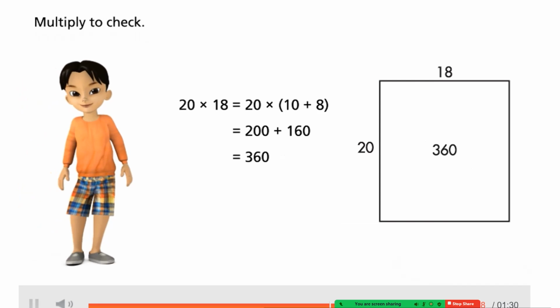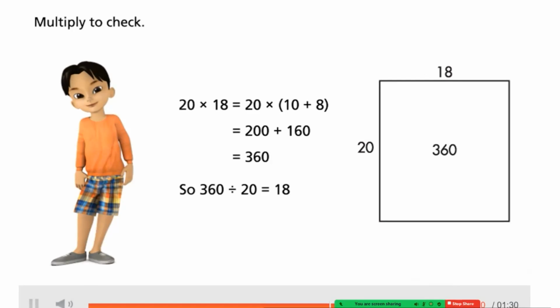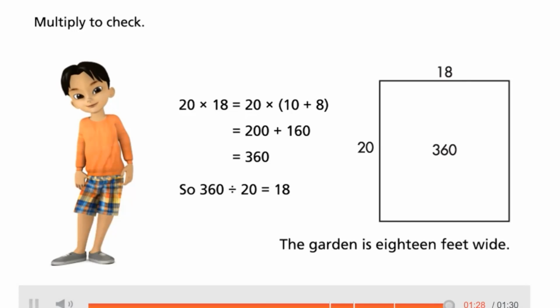Multiply to check. 20 times 18 equals 360. So 360 divided by 20 equals 18. The garden is 18 feet wide.